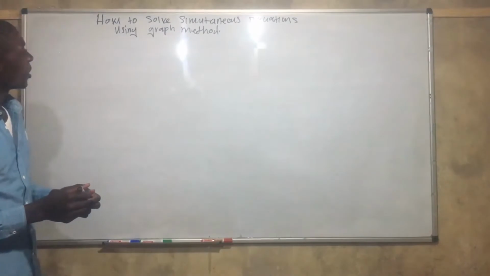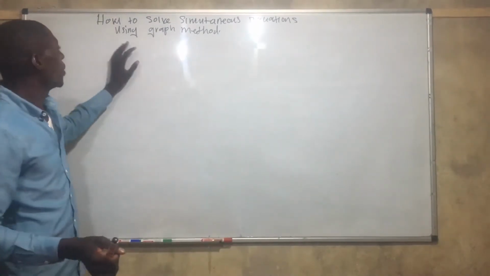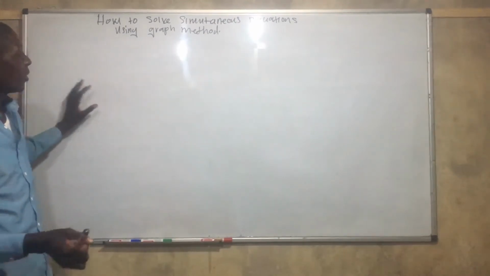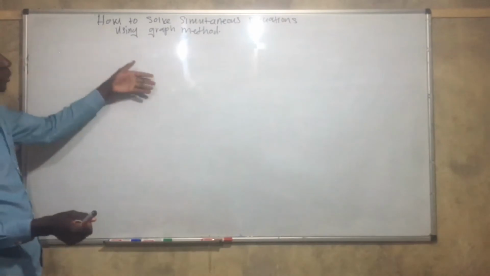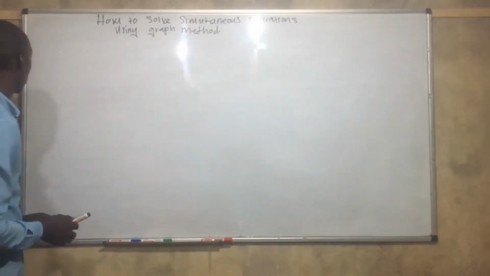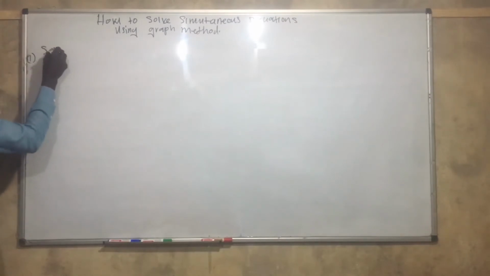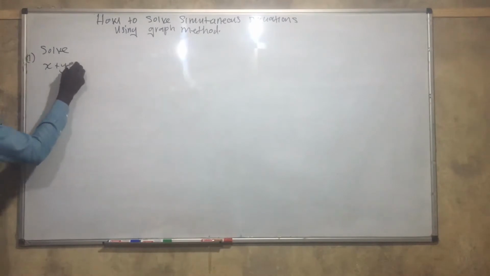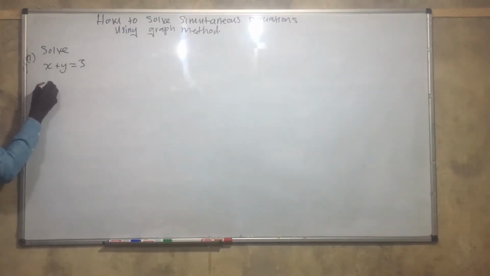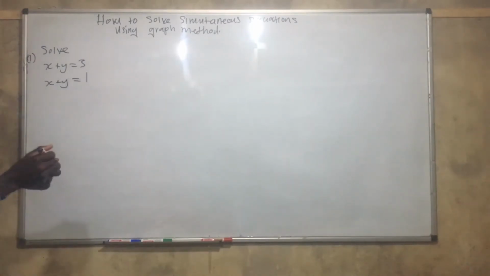Okay guys, we continue. Now we are going to look at how to solve a simultaneous equation using the graph method, having looked at how to solve simultaneous equations using substitution, elimination and the matrix method. So for example, example 1 is saying solve x plus y is equal to 3 and x minus y is equal to 1 using the graph method.